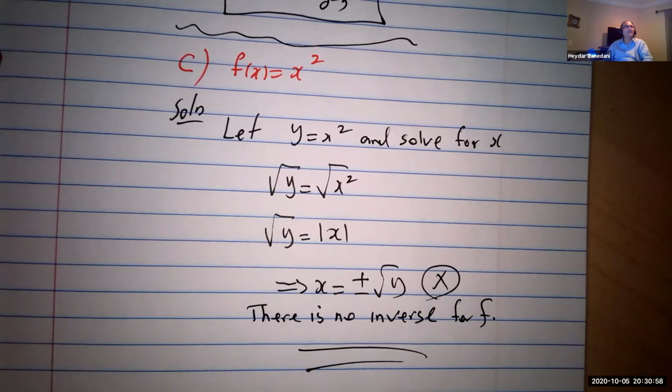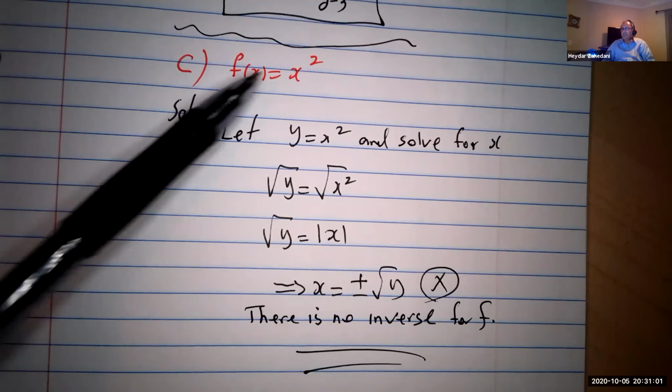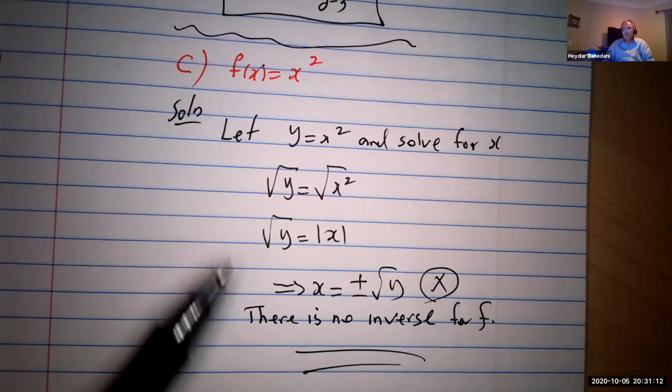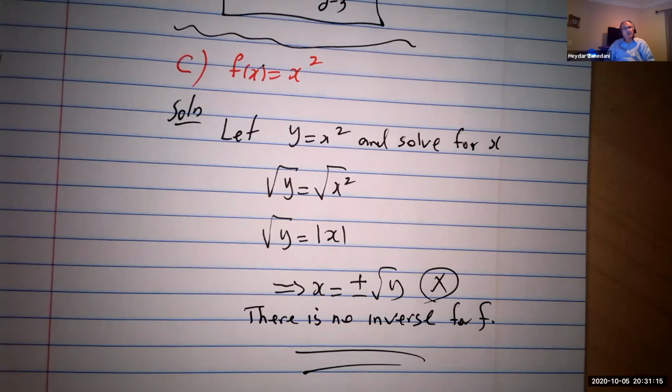Unless you restrict it. Unless you impose that x is positive. If x is positive, yes, we drop the absolute value. x would be radical y. But since they didn't give you any condition, this means it's not possible. So if you can solve for x and we get a unique solution, yes, we have an inverse function. In this case, we don't have a unique solution. So this means the inverse function does not exist. The inverse is not a function. That's the idea. Okay, so that's the inverse function.